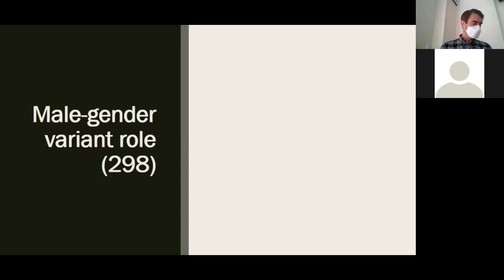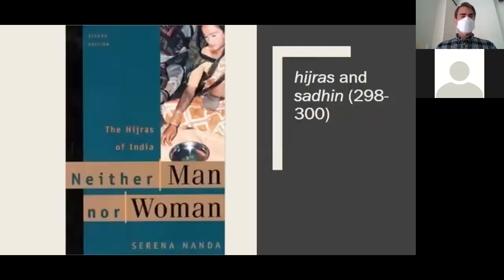And then there's a bunch of things that they go into about the roles that this male gender variant would take, which perhaps seem a little bit strange to us today, but we'll just roll with it, in the sense that this is a different kind of gender system in which you have an alternative to the gender binaries that are said to exist.